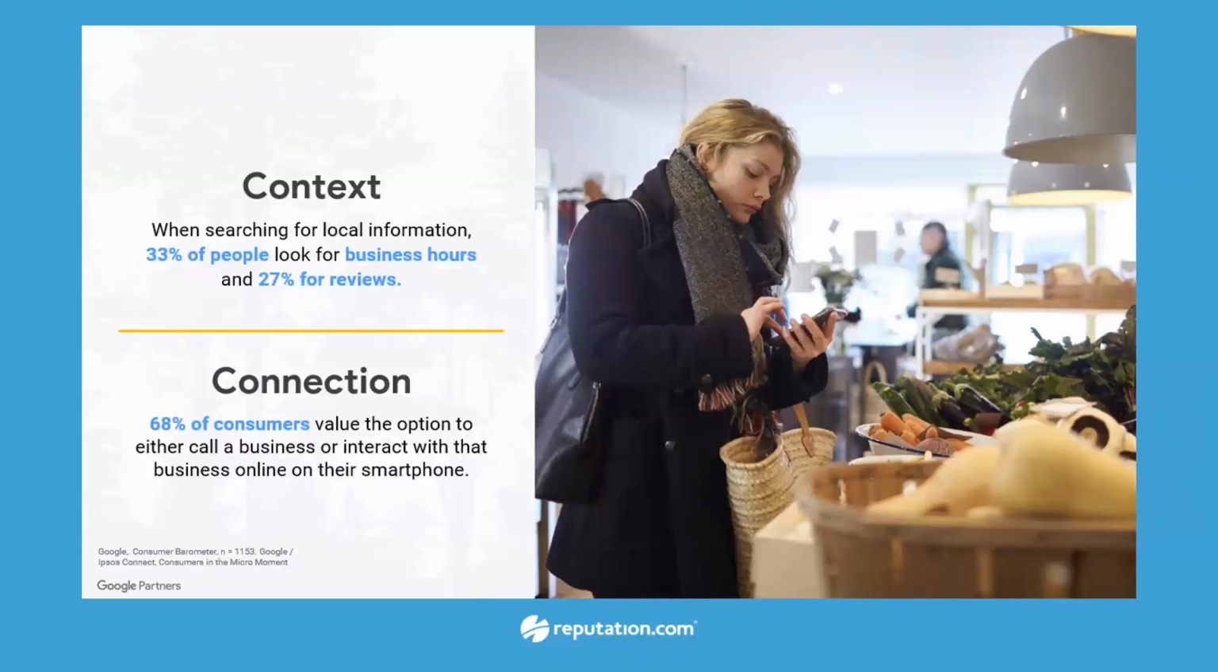In connection with this, 68% of consumers value the option to either call a business or interact with a business online on their smartphone. On Google My Business, you'll be familiar with the various actions available: click to call, click to website, click to directions. How do we start utilizing these and understanding the value these actions are bringing us?